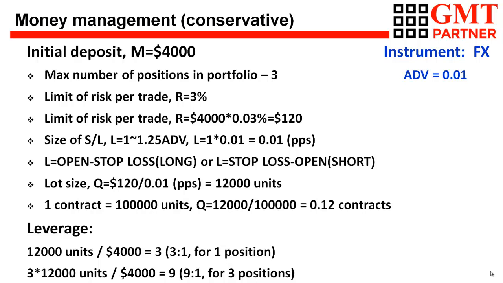Take a look at the first example. Operating by the rules of the conservative money management method, low volatile and medium volatile instruments of the Forex market will cap the leverage of the trader at 3 to 1 for every single position in his portfolio.